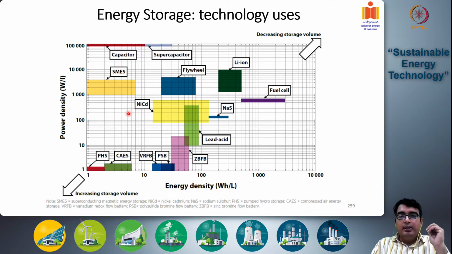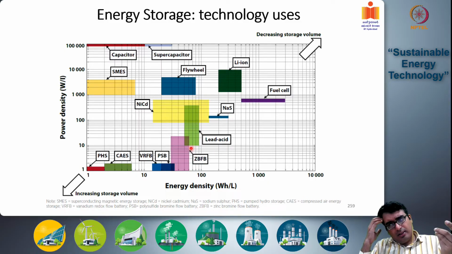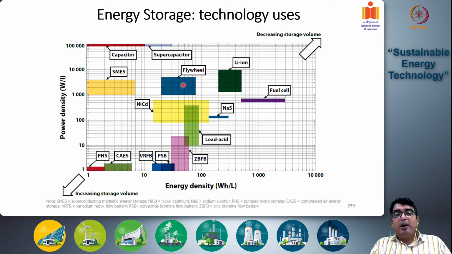Flywheels have good power density and energy density comparable to batteries, which makes it a very good energy storage choice for many applications. So here flywheels have power densities of 2000, 3000, 4000 watt per liter, and energy density ranging from 20 to around 80 watt hour per liter. So very similar to many of the other batteries that we have, nickel cadmium, lead acid batteries in terms of energy densities, but significantly higher power densities.